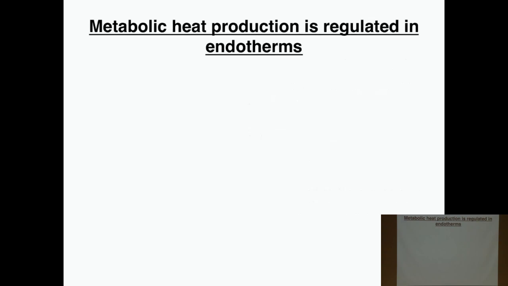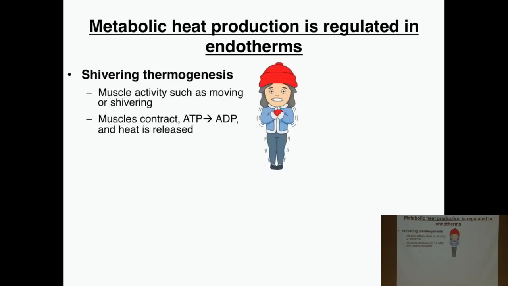So, the last thing we're going to talk about is metabolic heat production. These are not ways of just conserving the heat that you're generating already. These are ways of specifically increasing the heat that you're producing. The most well-known example of this is probably shivering thermogenesis. Muscle activity, such as moving or shivering, uses a lot of ATP. It is a lot of chemical reactions going on there, both in your muscles and also to generate the ATP that you need in those muscles.